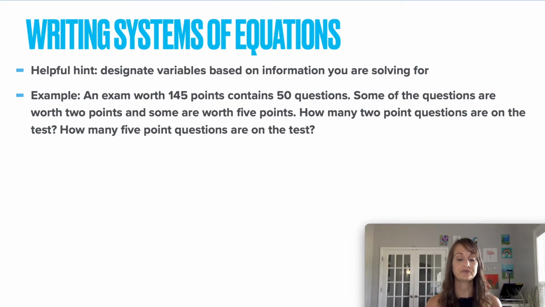So for example, an exam is worth 145 points and contains 50 questions. Some of the questions are worth 2 points and some are worth 5 points. How many 2-point questions are there and how many 5-point questions are there? So we're looking for the different types of point questions. So I'm going to designate the letter T to represent a 2-point question, and I am going to designate an F to represent a 5-point question.